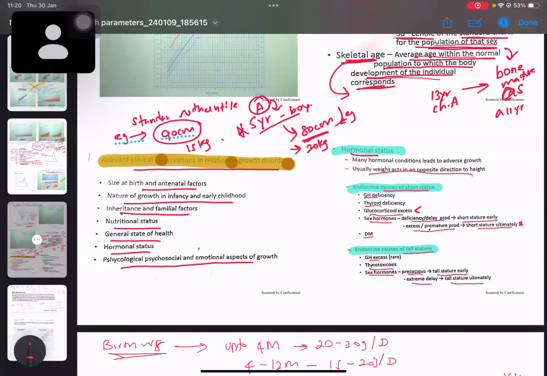And hormonal changes, many hormonal conditions lead to adverse growth. Usually weight acts in the opposite direction to height. Usually, if the height grows, the weight won't increase. But once the height ceases, then the weight keeps on increasing. This is not a big deal.